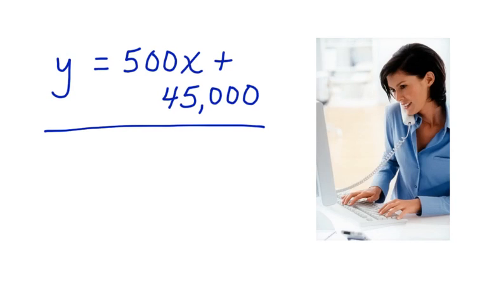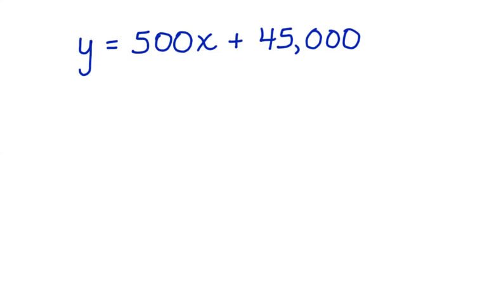Let's use this equation and create a table of values. First, let's write the equation once again. Y equals 500 times X plus $45,000. Y equals the total salary per year. X equals the number of years.